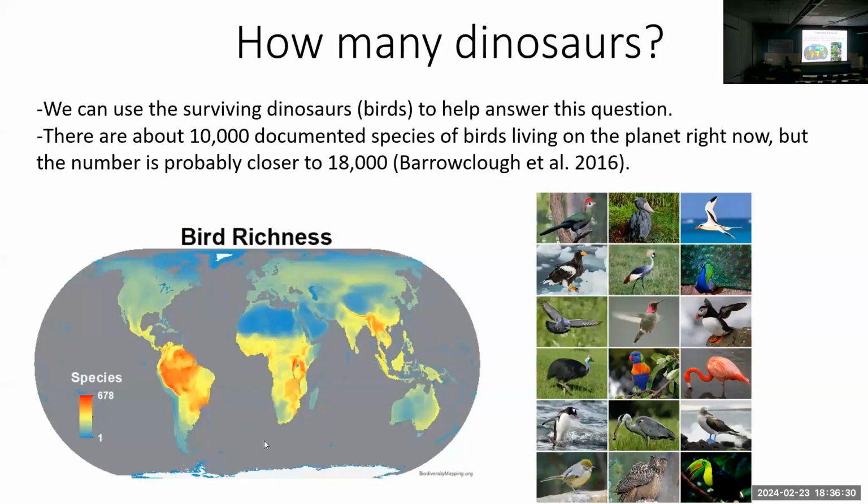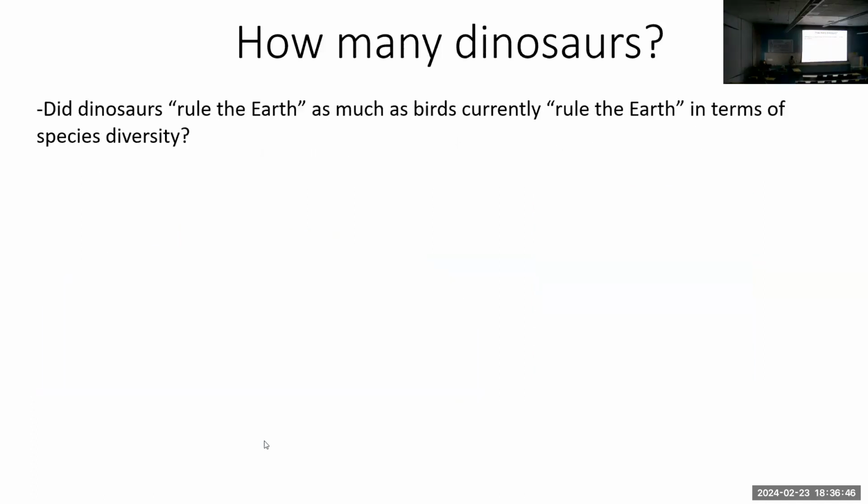There are about 10,000 documented species of birds living on the planet right now. But the number's probably closer to 18,000. There are always a lot of species that have not been found, that have not been documented, but we know about 10,000 of them. Now, did dinosaurs rule the earth as much as birds currently rule the earth in terms of species diversity?